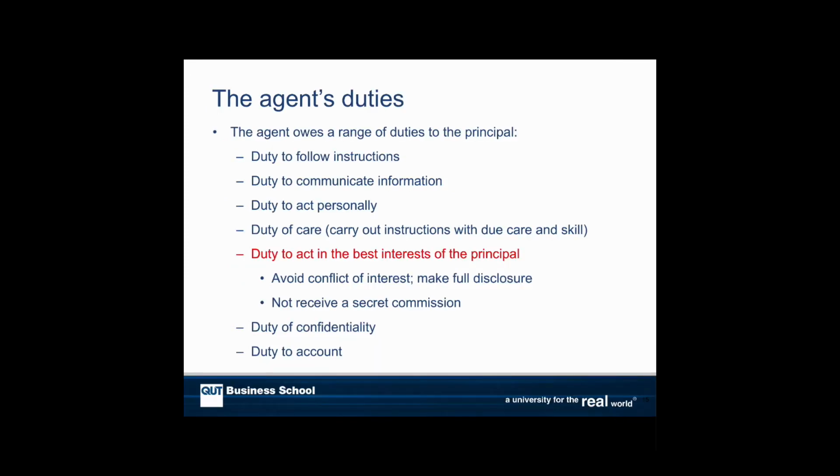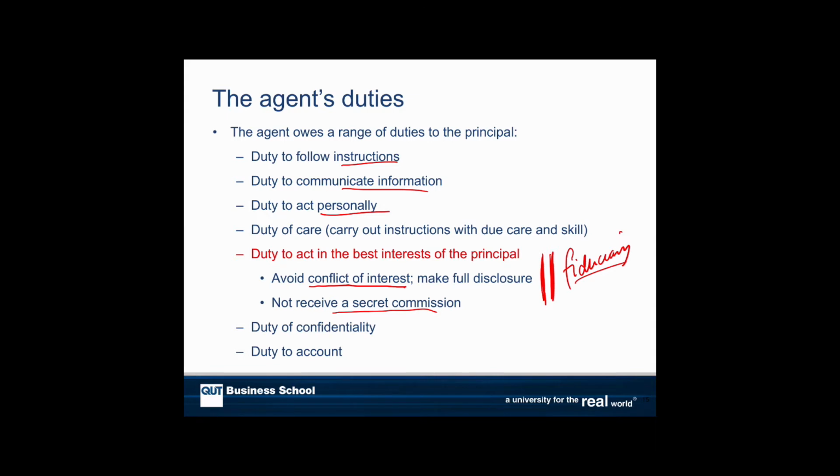There's a number of duties that the agent owes to the principal, like to follow instructions, communicate information, act personally, etc. These are critical ones that we're going to concentrate on, because they're kind of around a fiduciary duty. A lot of them are, but these kinds of duties become core around business dealings. So what you've got to do is avoid conflicts of interest, which includes not receiving a secret commission.